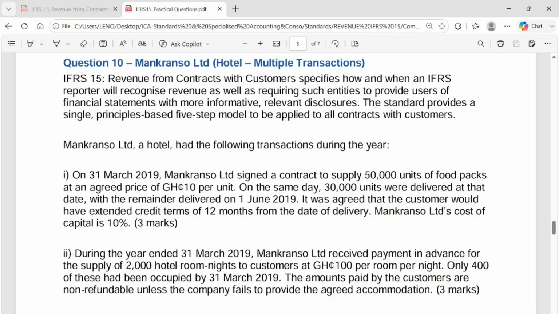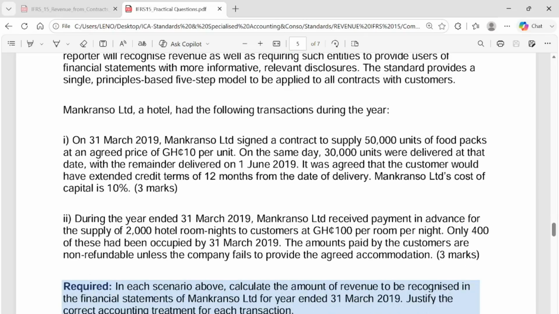All right, so let us look at part 2 of Mancranso Limited. So we have part 2, which says during the year ended 31st March 2019, Mancranso Limited received payment in advance for the supply of 2,000 hotel room nights to customers at 100 shillings per room per night. Only 400 of these had been occupied by 31st March 2019. The amount paid by the customers is non-refundable unless the company fails to provide the agreed accommodation.